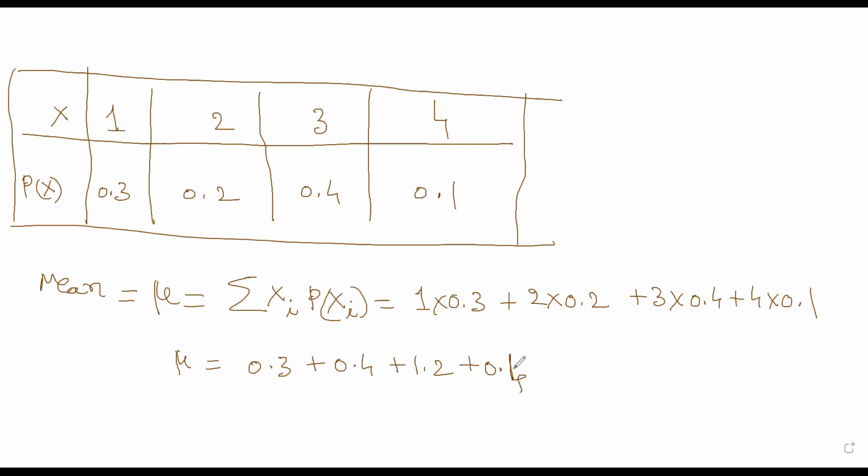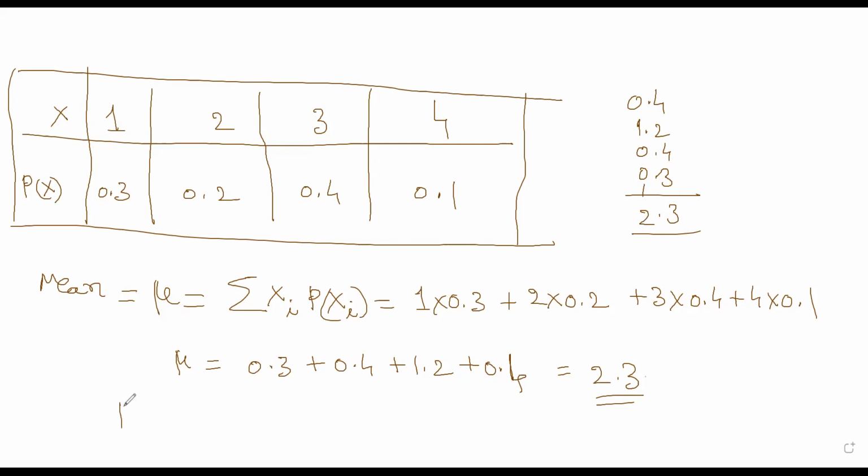So let us sum it up. 0.3 plus 0.4 is 0.7, 1.1 up to here, 1.1 plus 1.2, so it is 2.3. Let's check it once again. 0.4 plus 0.4 is 0.8, plus 0.2 is 1.0, plus 1.3. So 2.3. That is the value of mu we have.